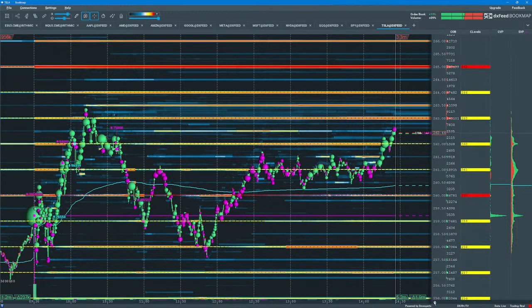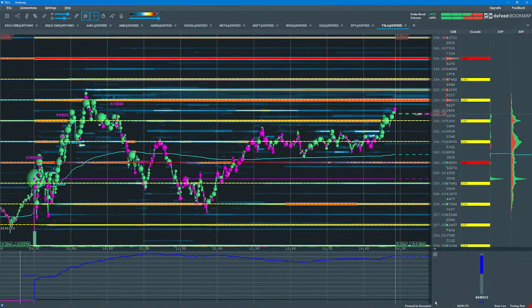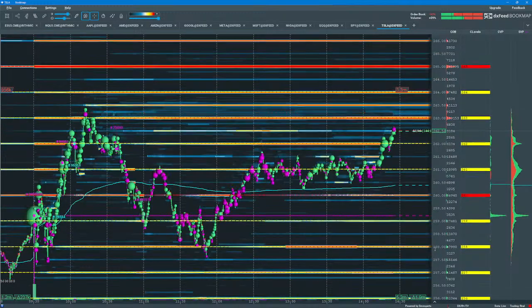All right, so let's take a look at CVD for Tesla. And this is why I don't show CVD on my stock charts. I think it is not that meaningful.